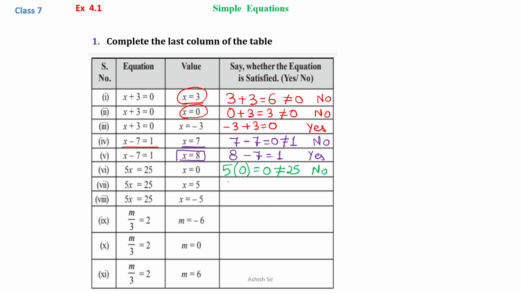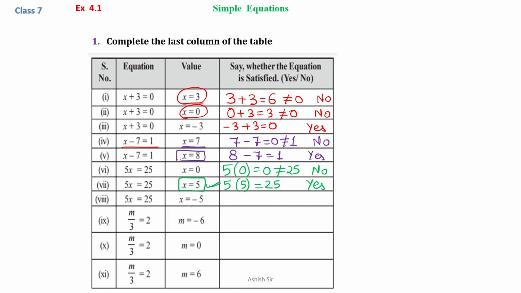In the same way, another value of x is 5. So we'll put it in the equation: 5 times 5 is 25. So it is equal to the right hand side. So we'll say yes, this value satisfies the equation. So the correct value of x is x equals 5 for this equation.